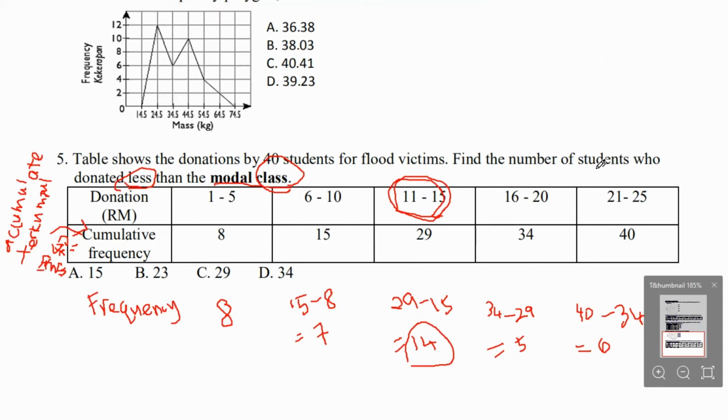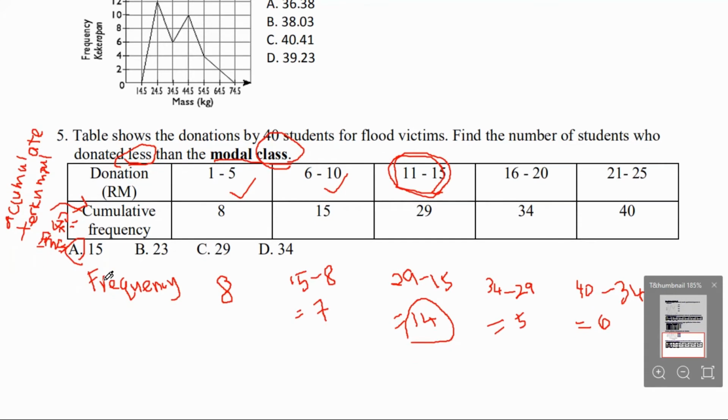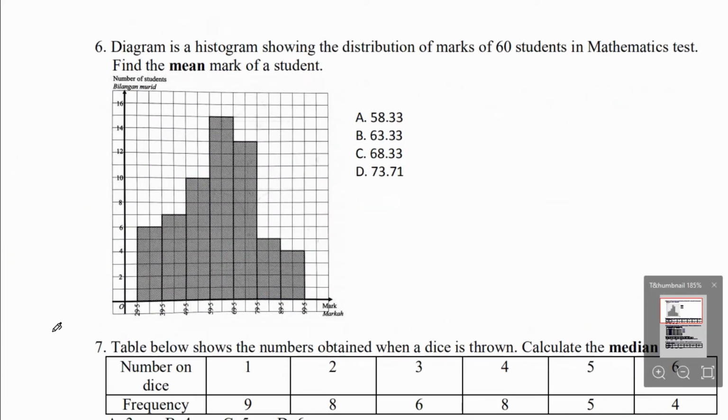And the question is asking for the number of students who donated less than the modal class. So less than the modal class will be these two. Okay, these two are less than the modal class. The total frequency is 8 plus 7 equals to 15. Number 6.